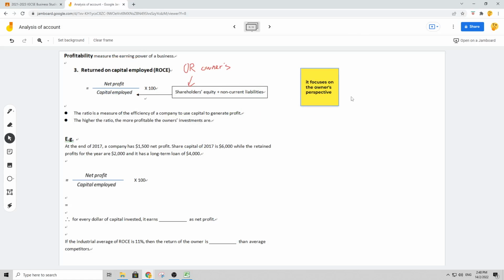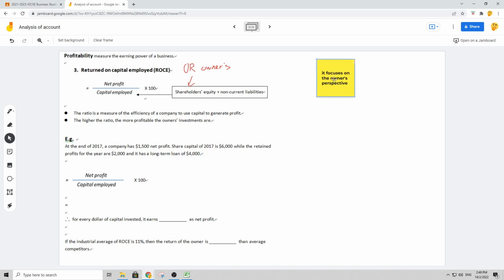For the GP ratio and NP ratio, they are looking at the business, but here there is more focus on the owner, because at the end of the day, you as an owner have your business, but what is the ultimate goal of having a business? Of course, you want to get more return, and this ratio helps you to find out how much return you are getting based on the amount of investment that you have in the business.